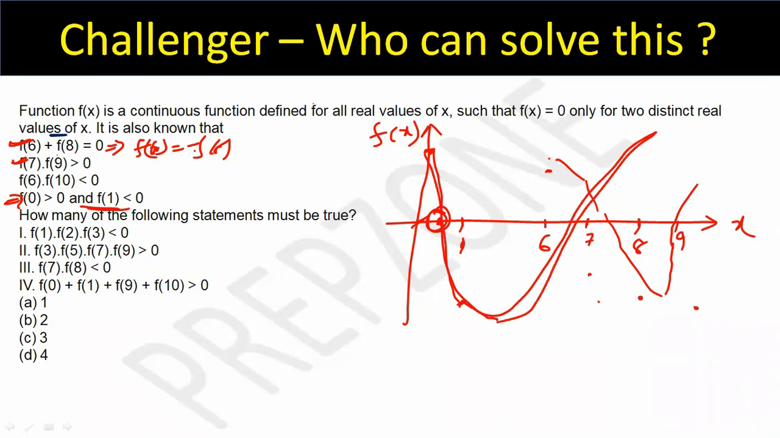Now let's check once more. f of 6 plus f of 8 equals 0. The values at 6 and 8 are opposite. Yes, so it is possible, right? f7 into f of 9 is greater than 0. The value at 7 is positive, and the value at 9 is also positive. This is met. f6 into f10 should be negative. It is met: the value at 6 is negative and at 10 is positive. So yes, the multiplication will also be negative, which means this is the only way in which I can have the graph.